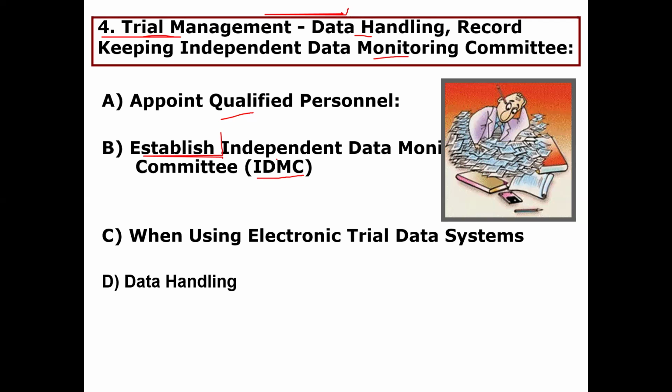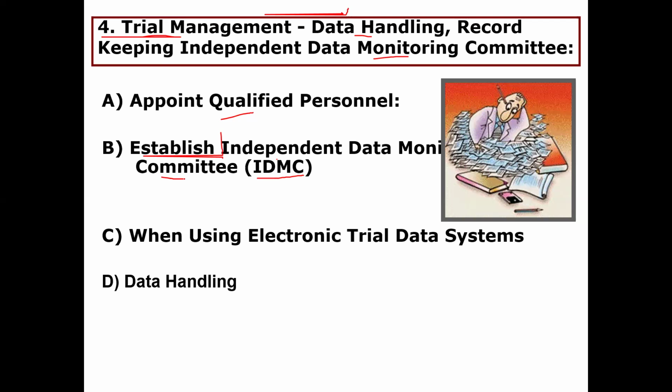Why is it said to be independent? It is independent because they are separate from the study team. But making arrangements for this team is the responsibility of the sponsor. They will advise the whole clinical research team independently. If tomorrow they say that you are not going in the right direction, maybe serious adverse events are more, stop the trial, then you have to stop the trial.